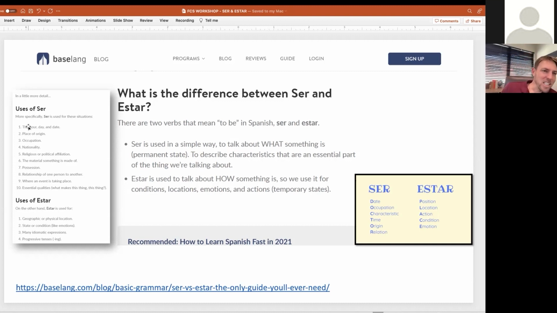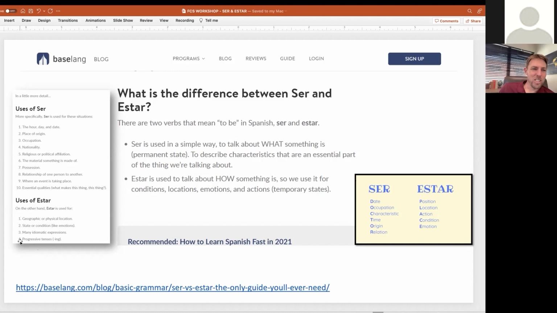Or how about this list over here? Ser, more specifically, just thinking this is helpful: the hour, the day, the date, the place of origin, the occupation, nationality, religious affiliation, material of something, possession, relationship, where an event is taking place, essential qualities. Okay, that's a lot. Is anybody going to remember that in the middle of a conversation? I'm not.